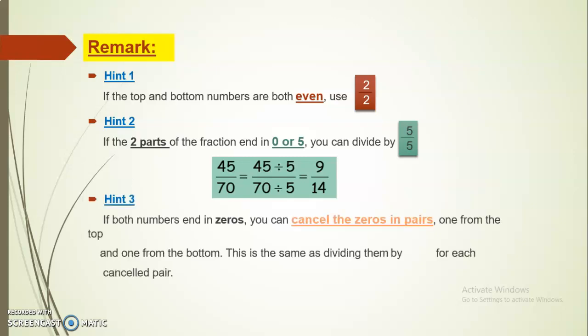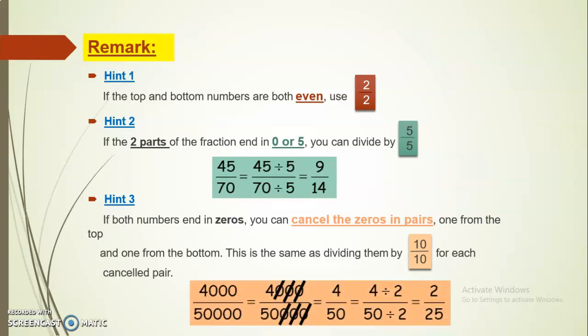Number 3. If both numbers end in zeros, you can cancel the zeros in pairs, one from the bottom and one from the top. This is the same as dividing them by 10 over 10 for each canceled pair. For 1000 over 50,000, I will cancel all the zeros. It will be 1 over 50.